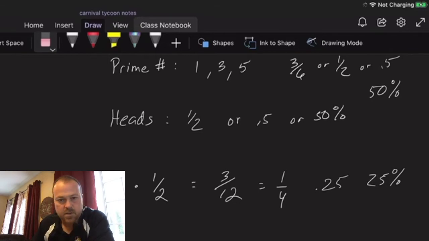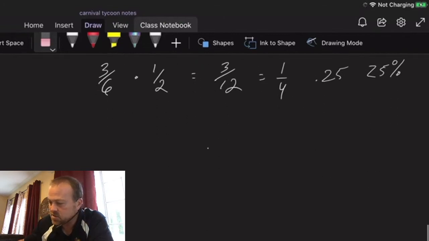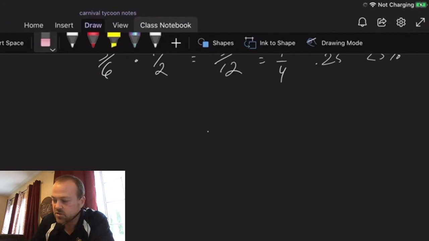How about the second one? The second one is a spinner disc. Let's say the spinner disc for number 2.